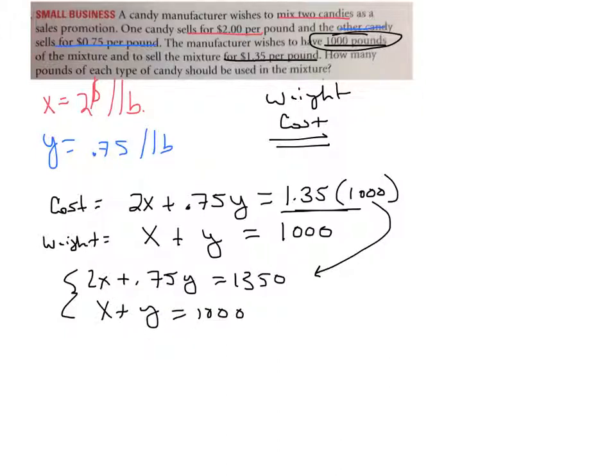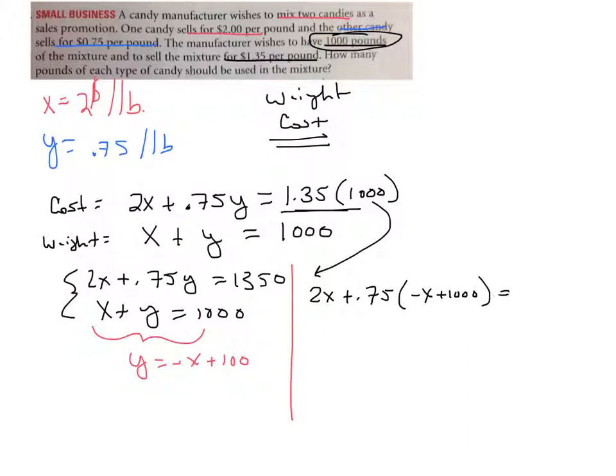And we're going to solve this one using substitution. So I'm going to take this equation and manipulate it. So Y is going to equal negative X plus 1,000. And then I'm going to do my work on the other side of this line that I just drew. So 2x plus, and we're going to substitute in the Y value, and we're going to find X.